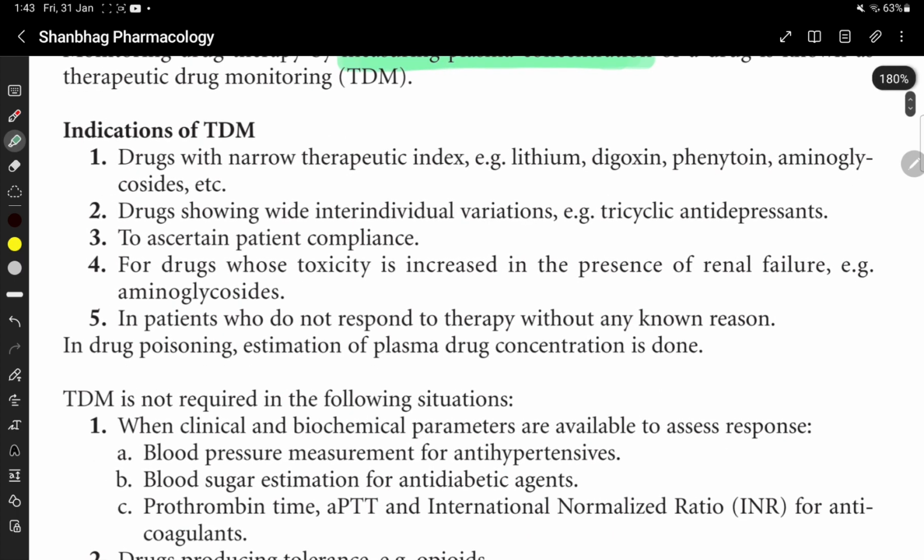Indications of TDM: drugs with narrow therapeutic index like lithium, digoxin, phenytoin, and aminoglycosides. These are drugs with narrow therapeutic index and they require therapeutic drug monitoring.